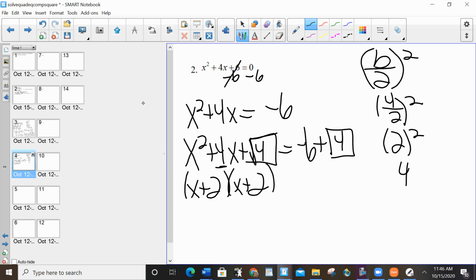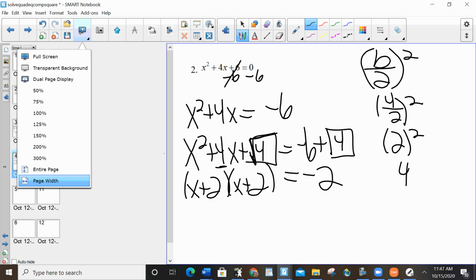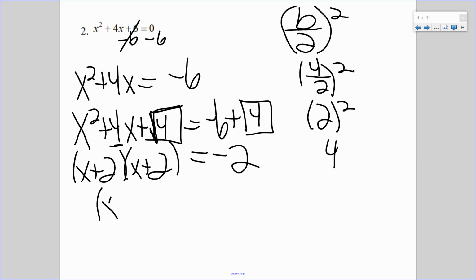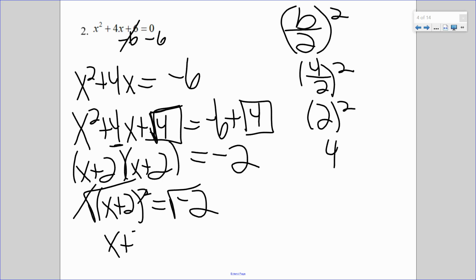So again, when I'm factoring the trinomial, it's always the same factor written twice, and a little shortcut, it's going to always be the square root of that perfect square in the square. My right-hand side, negative 6 and 4 is negative 2. Now I want to rewrite this as a binomial squared, and that's completing the square. Now to solve this equation, to get rid of the square, I do the square root of both sides. The square and the radical cancel, and when you take the square root of something, it's plus or minus.